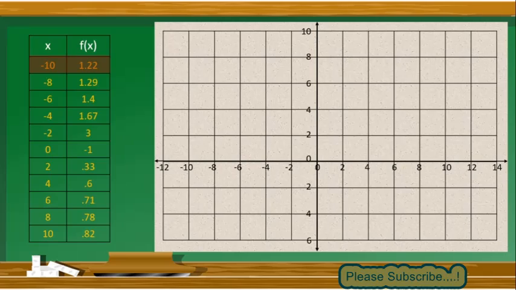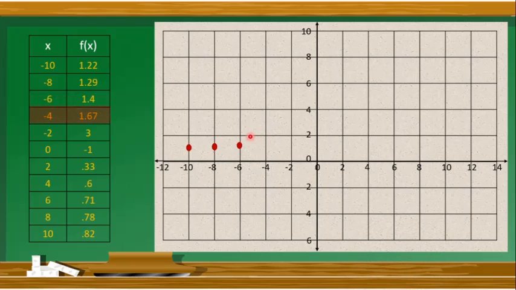Okay, the first one is negative 10 and positive 1.2, somewhere here. Then the second one is negative 8, so from here, then something there. Then negative 6 and 1.4 there. Then negative 4 and 1.7, something there. Then negative 2 and 3, somewhere here. Then 0 for x, then negative 1, something here.